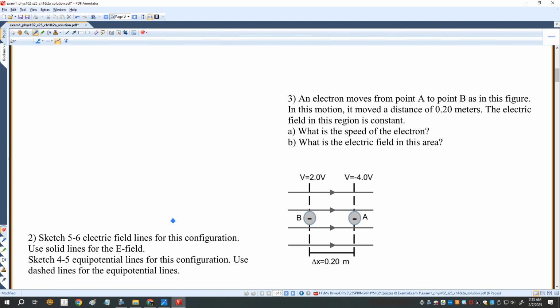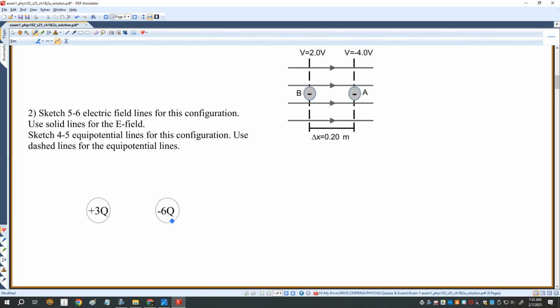All right, let's look at these others. 5 to 6 field lines for this configuration. Now, they're going to originate from the positive like that and go to the negative. And then I'm going to have twice as many. So let's see, I'm going to do 3 from that one, and then I'm going to have 3 additional ones come in like this.